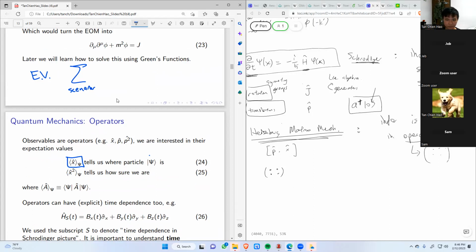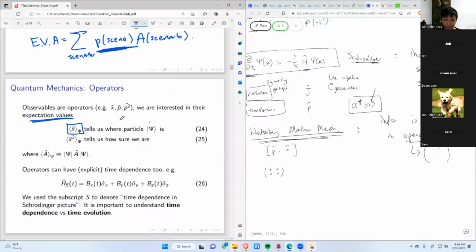So let's say we want to find the expected value of some quantity, which I'll call A. I sum across all scenarios the probability of that scenario and the value of A in that scenario. So expectation values are purely probabilistic. They are a weighted sum, weighted by the probabilities, and they tell us basically the average. If you repeat the same experiment many times, it eventually converges to this expectation value.